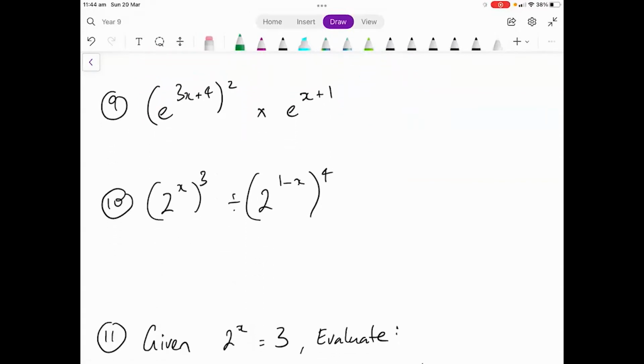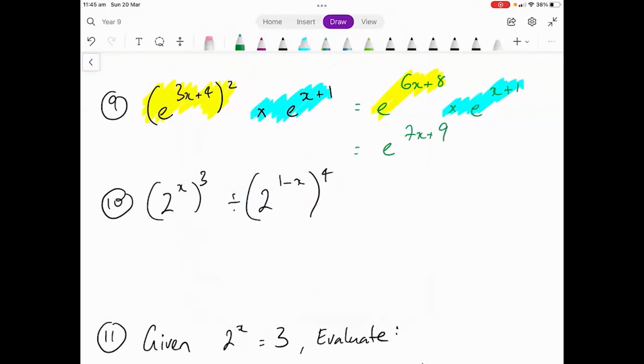Question 9. I need to expand my brackets before I can get rid of the multiplication. So 3x plus 4 times 2 is 6x plus 8. So that's e to the power of 6x plus 8. Leave the e to the power of x plus 1 alone. And now we can do the multiplication. That means that I add my powers. That becomes 7x plus 9. So the final answer is e to the power of 7x plus 9.